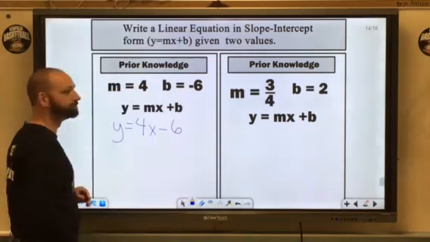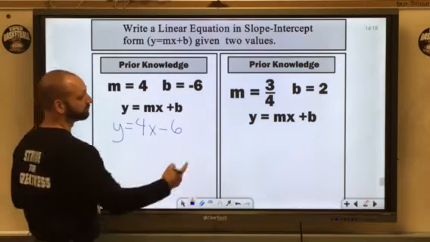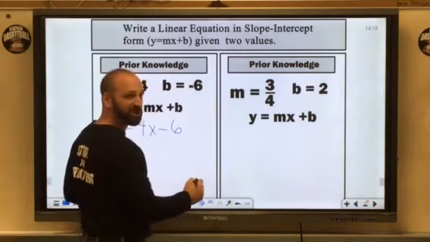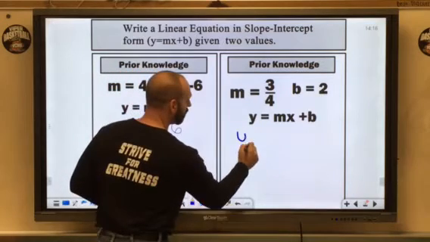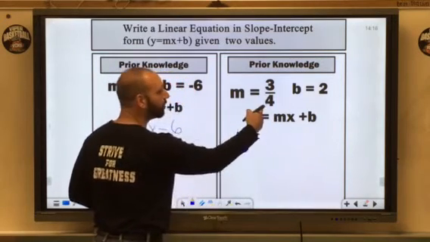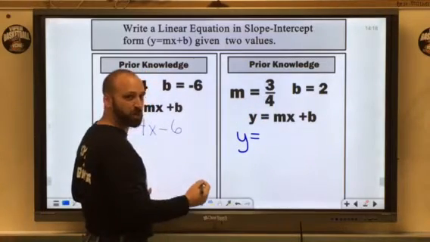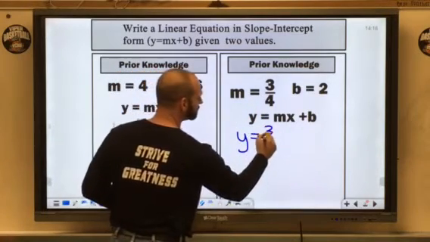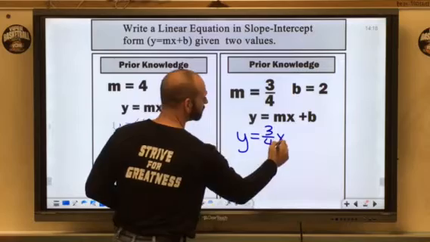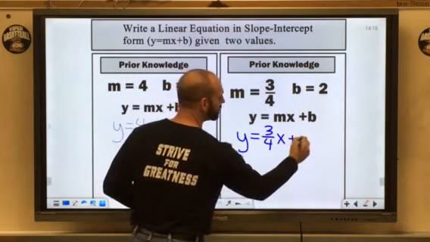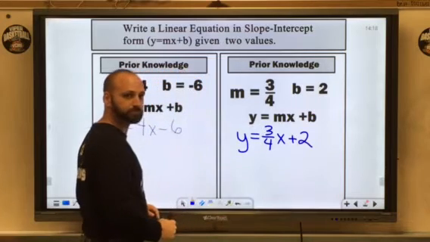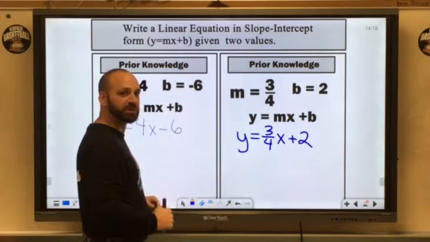Make that a little bigger. Another example. We have 3/4 as our slope and 2 is our y-intercept. Again, y equals, and instead of m, we'll replace it with the slope that has been given to us. And then for the b, that'll be 2. So it'll be plus 2. You've already been taught this.